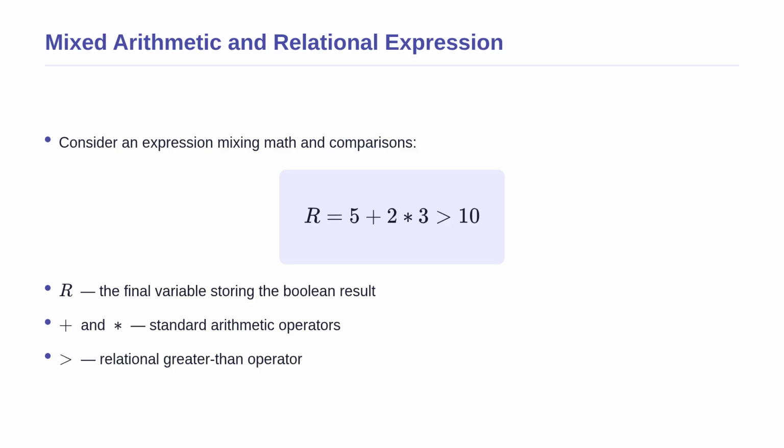R is our final variable that will store the result. The plus and asterisk are our standard arithmetic operators for addition and multiplication. The greater than symbol is our relational operator. If we increase the numbers on the left side, the relational check is more likely to be true. Let us see how the computer groups this.